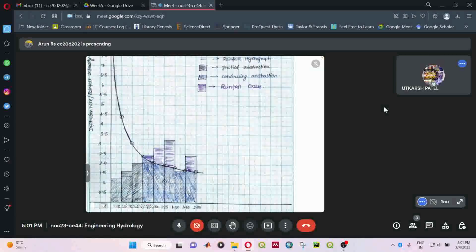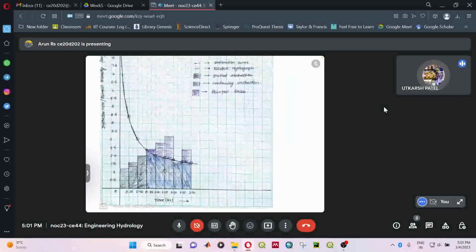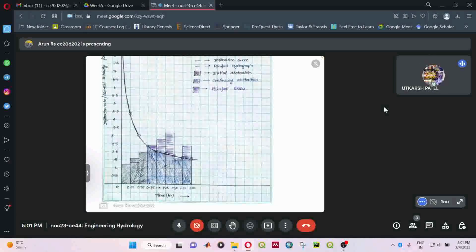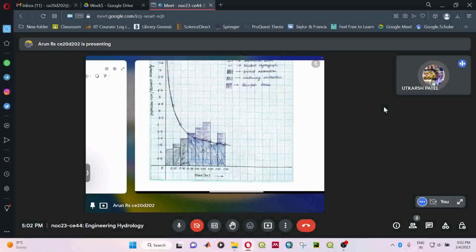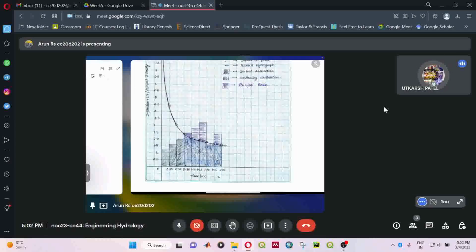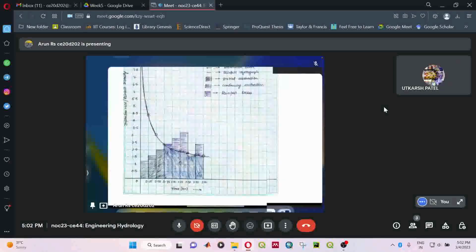Okay, sir. The summation of rainfall excess plus continuing abstraction plus initial abstraction should be equal to the rainfall. Sir, if the question asks like that, if there is rainfall that occurred in the time interval 1.50 to 1.75, then should our answer be 0 or anything else?